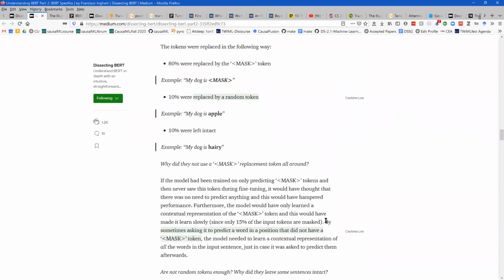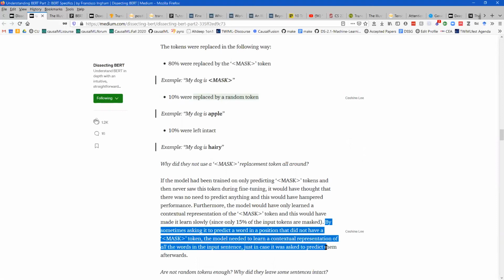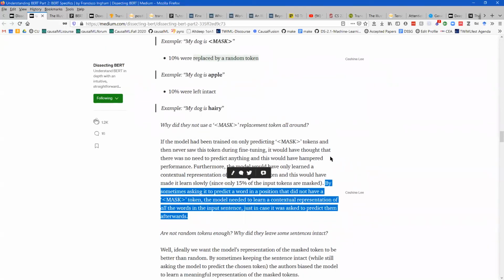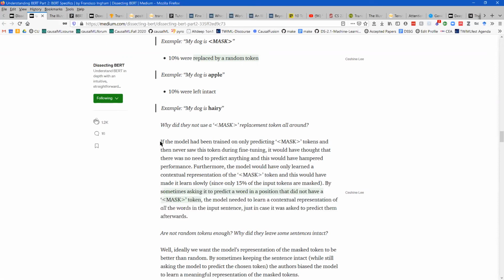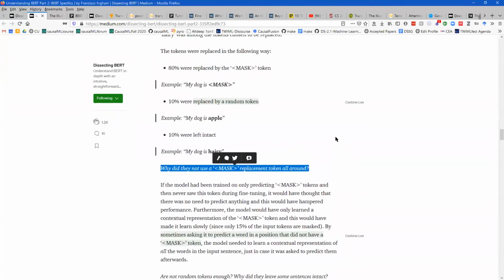And this is a nice summary. It makes sense, at least. He says that by sometimes asking it to predict a word in a position that didn't have a mask token, the model needed... let's see, wait a minute, let me go back for a sec. So I guess this is the question he's trying to answer. Why didn't he just use mask every time?